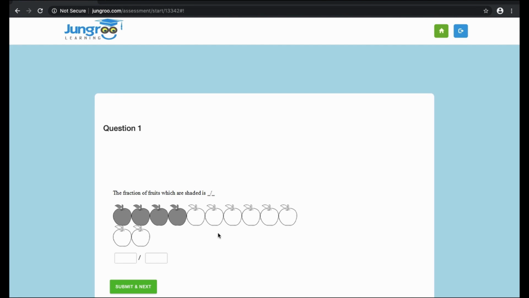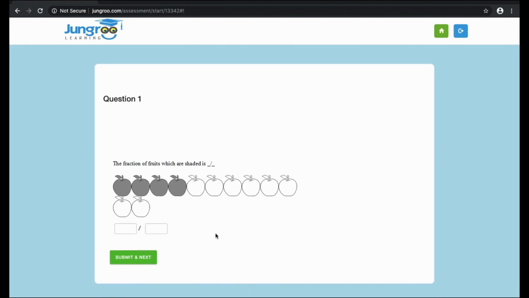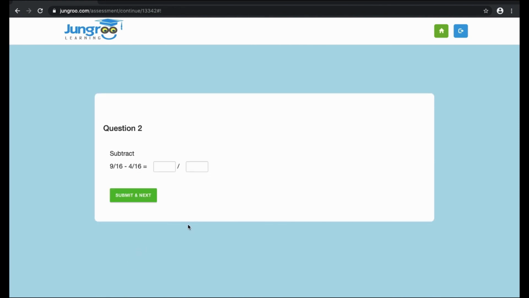Here is the first question. It is from the concept, represent the given shaded portion as fractions. Namratha answers it right. She gets the second question on the subtraction of like fractions. Let's understand why Professor Pi chose this particular concept for the second question.